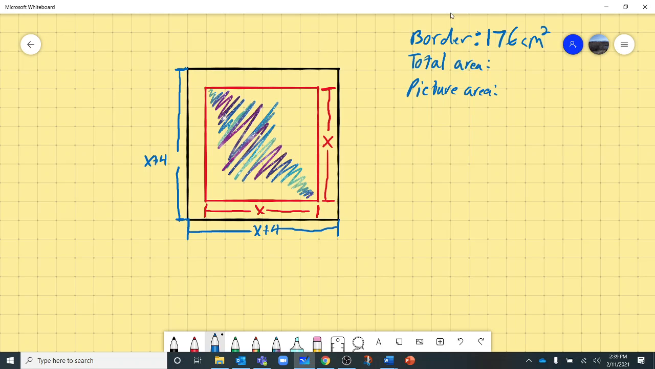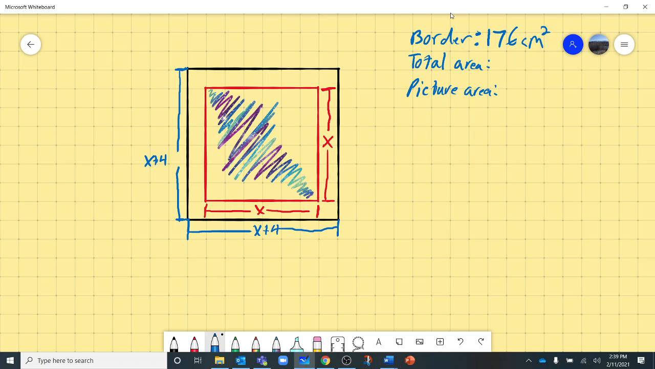And of course, we know the border area for some reason. That was all that came written on it. But then we were given x plus 4 for the side of the frame and x plus 4 for the bottom of the frame. So it's square. And similarly, x by x for the picture.